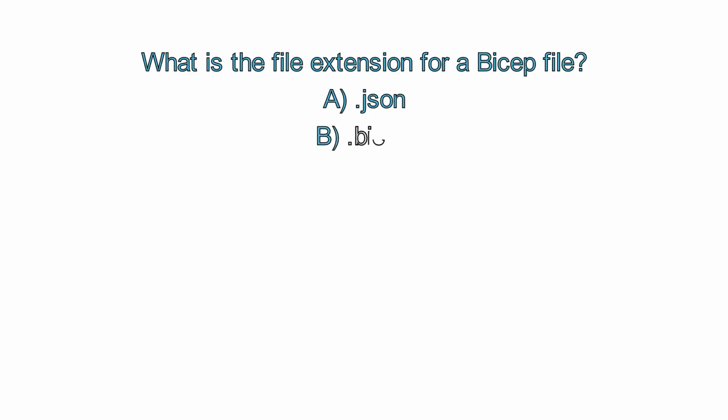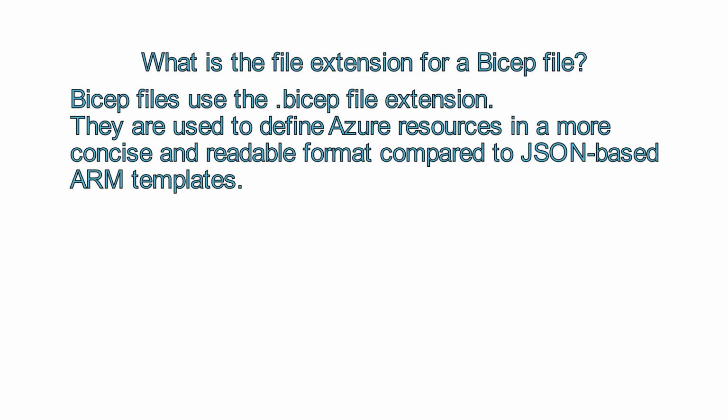What is the file extension for a Bicep file? A. .bicep B. .json C. .arm. La respuesta correcta es A, .bicep. Bicep files use the .bicep file extension. They are used to define Azure resources in a more concise and readable format compared to JSON-based ARM templates.